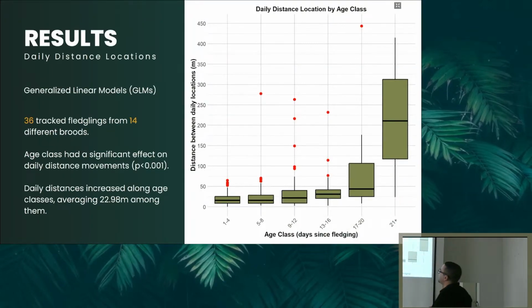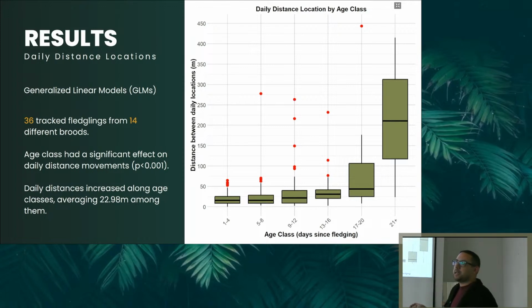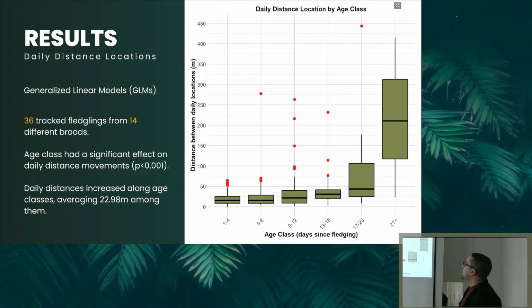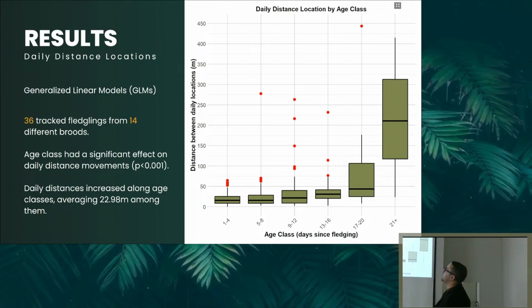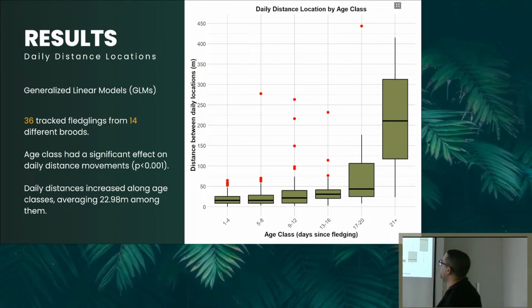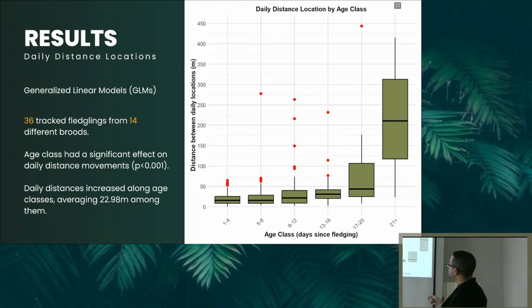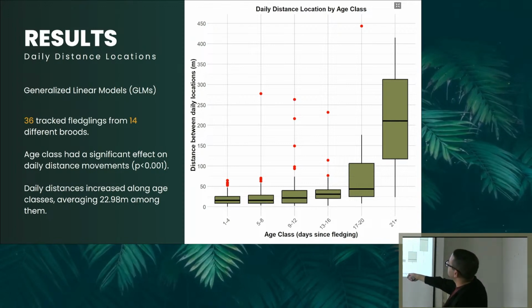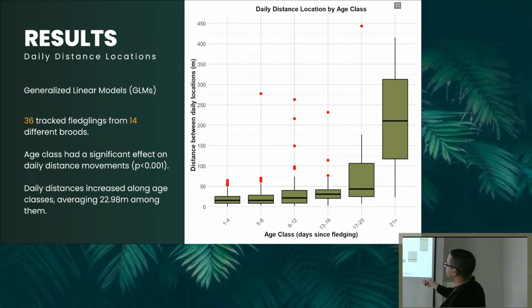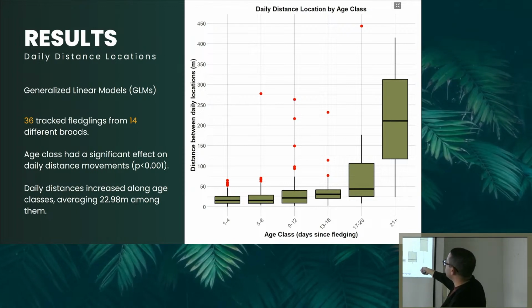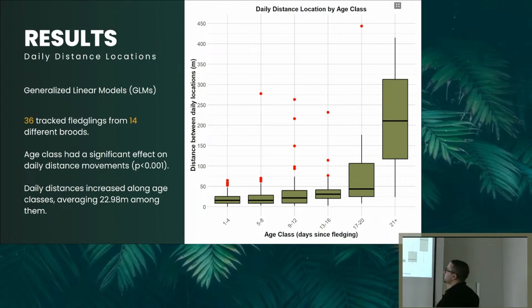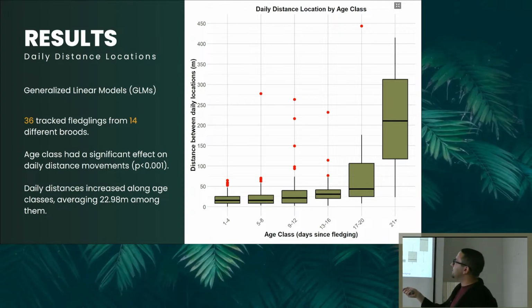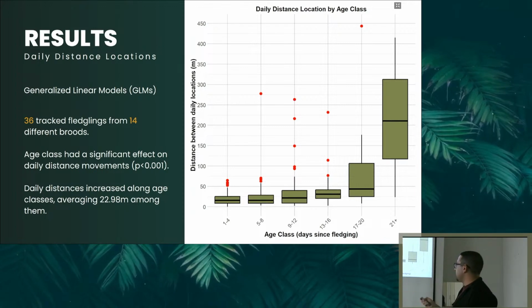Okay, and in the results, we used generalized linear models, and we were able to track 36 fledglings from 14 different broods. And when we tested whether this age class, these are the 6 age classes, had an effect on those movements in the post-fledgling period, we did find a strong effect, which you can see here in the plot, right? We have our age classes, and as you can see, little by little, blackbirds were moving longer and longer distances. By the time they were around 3 weeks old, they were already significantly increasing the distances they moved, and by the time they were 21 days or more, they just exponentially increased, right? On average, across the 36 fledglings, they moved 23 meters on a daily basis.